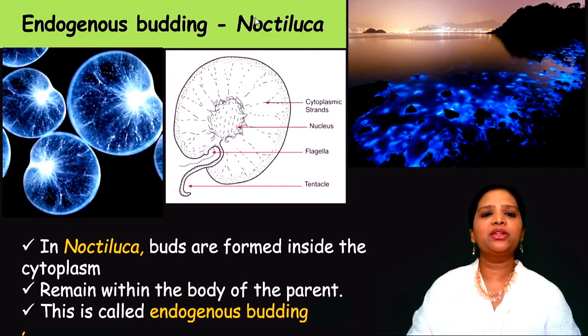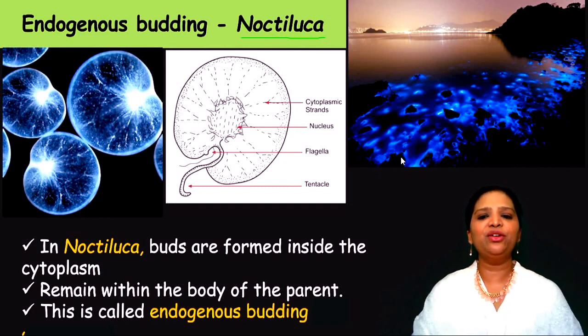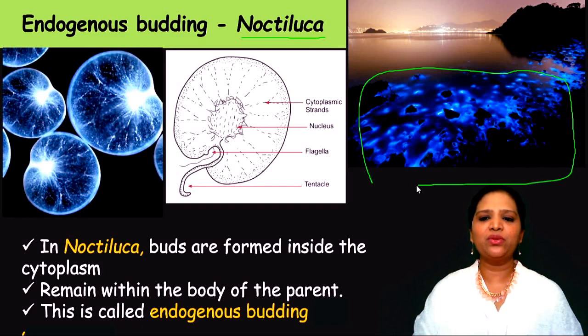There is another method of budding called endogenous budding. An example for this is Noctiluca. Noctiluca is a dinoflagellate which shows bioluminescence. This we could see on some seashores. This is the organism under a microscope, and this is the diagrammatic picture of the organism.